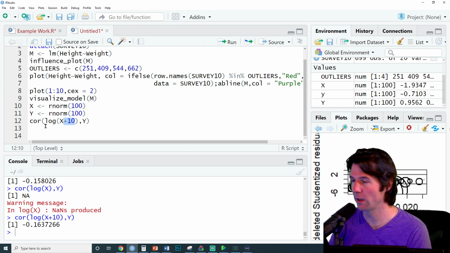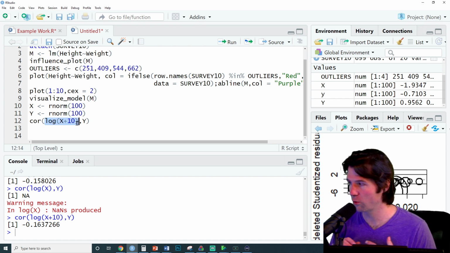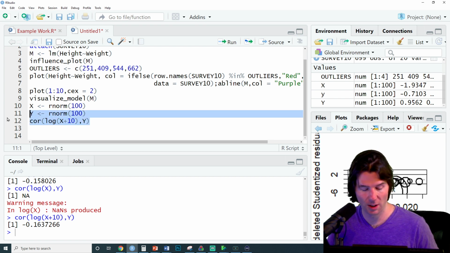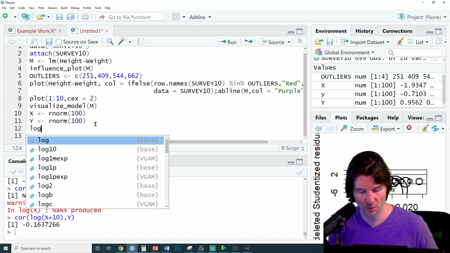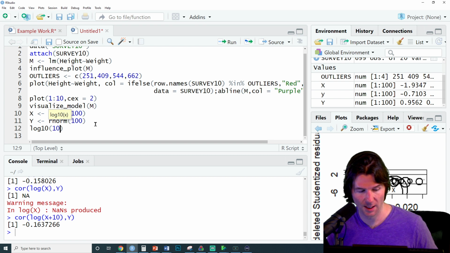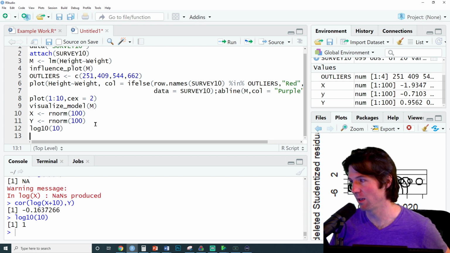It's that we are doing a log of it. Logging the variable actually changes the structure of it. When you think about how log changes things, this is the last thing I'm going to say on this. If you do log 10 of 10, it's what power do you raise 10 to get 10? The answer is 1.